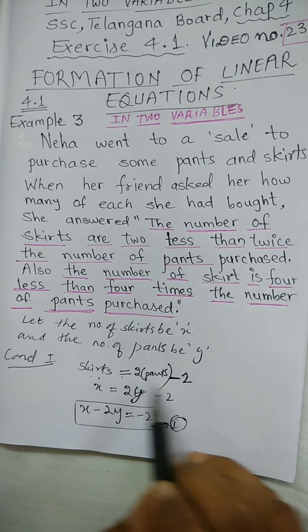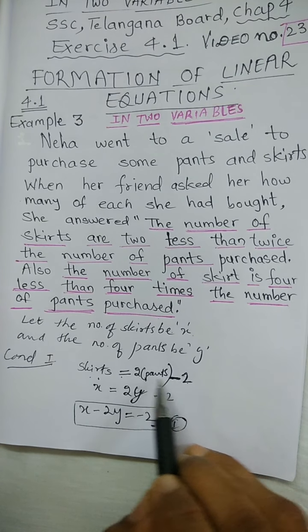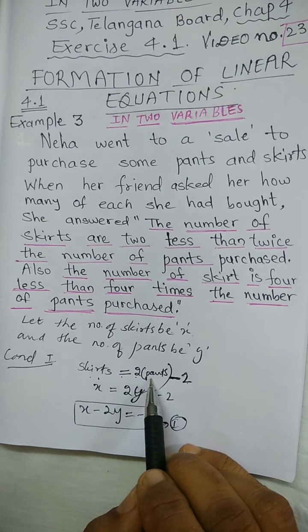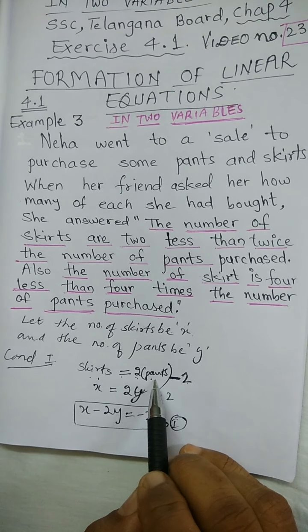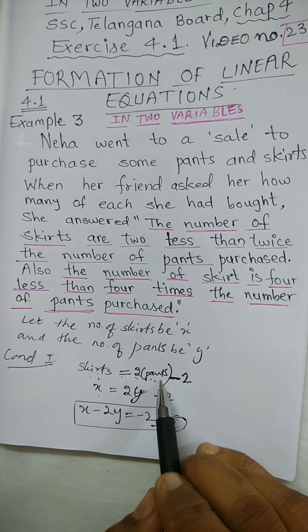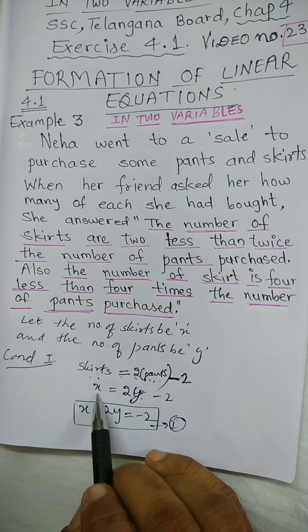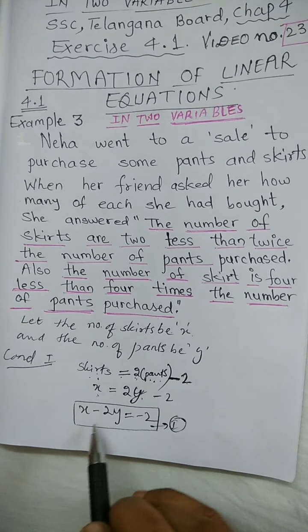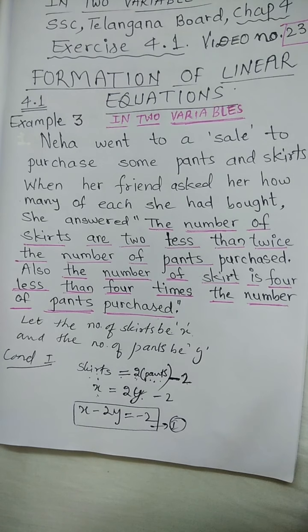Skirts are two less than twice the number of pants. Twice means two times. So skirts we have taken x and number of pants we have taken y. So you write down that variable and it forms the equation.